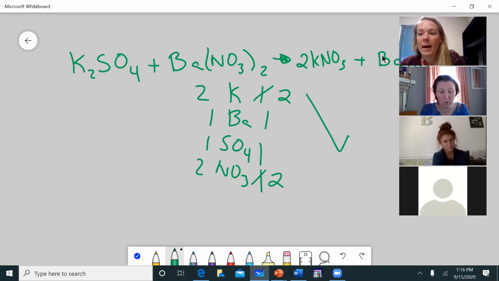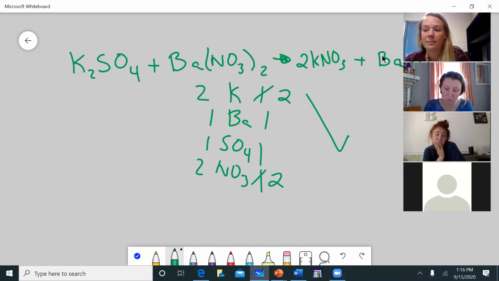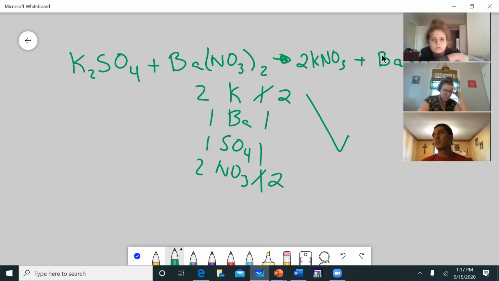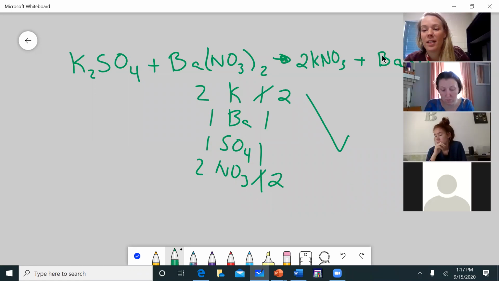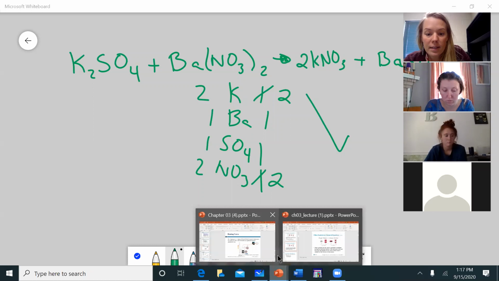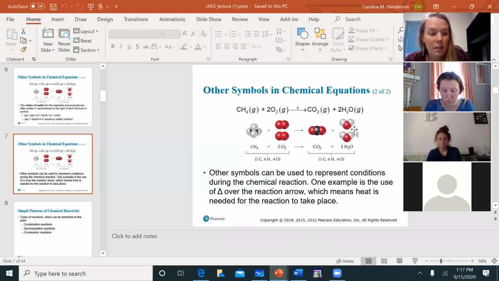Questions on balancing? Outside of having to just practice them. You get what the point of it is, that we're trying to get the same number of atoms on both sides. Okay, cool. If you do have questions, feel free to ask, or you can wait until the end of class and we can chat afterwards. Let's pull back the slides. Pull up the slides again.